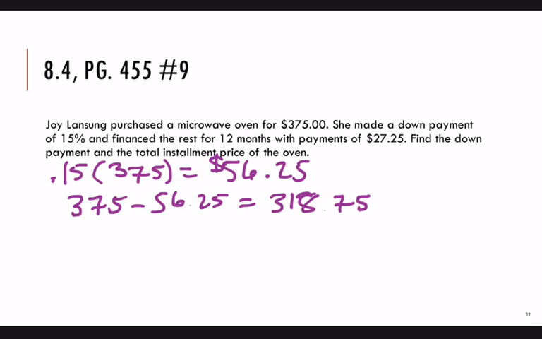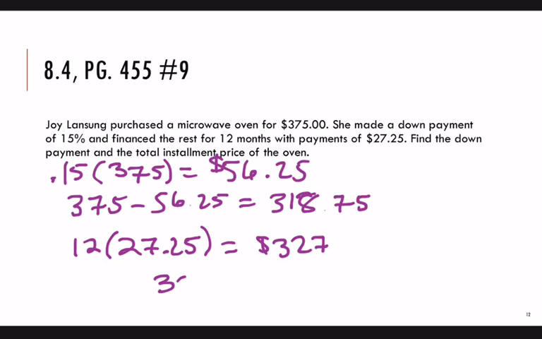Okay, then we need the total installment price. So we need to know how much in total she paid for this microwave. All right, so first of all, we have 12 payments of $27.25. So the sum of all of her payments is $327. All right, so the total that she paid, the installment price, is $327 plus the interest, right? So this number plus this number.